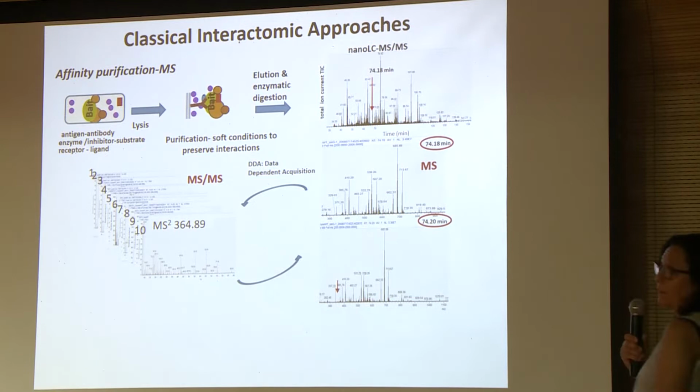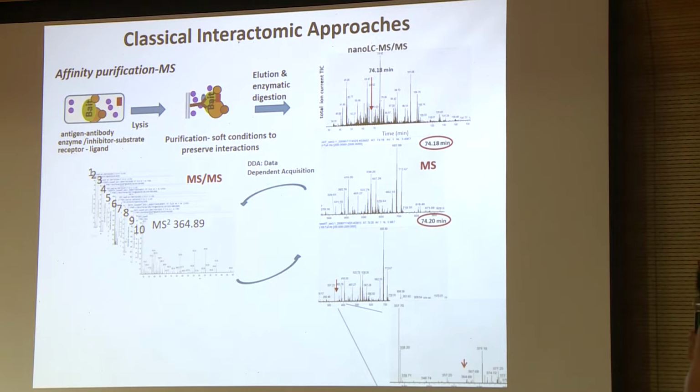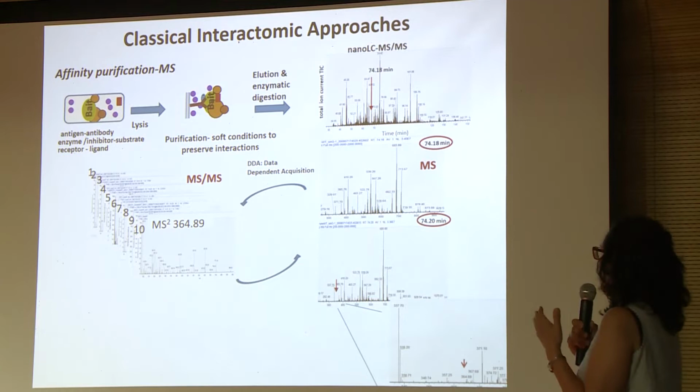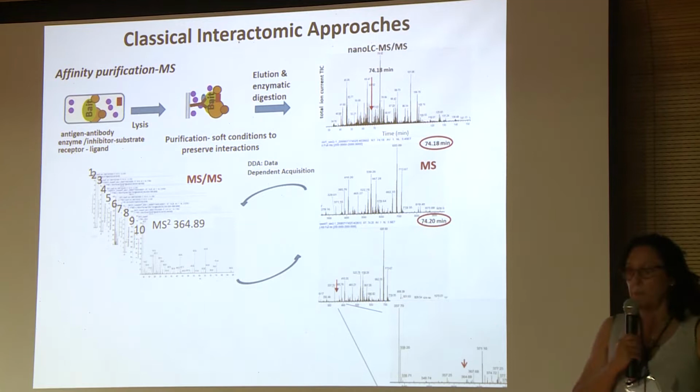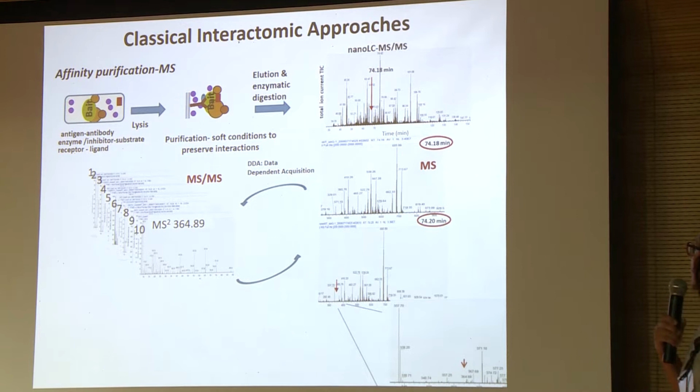So we have to make a zoom, and you see that there's a small ion here that corresponds to this mass. So this is why this methodology has a very high dynamic range, and we can detect a lot of things that are low abundant in the presence of things that are very high abundance. Okay? So this is the general strategy, and as I said to you, it has some drawbacks.